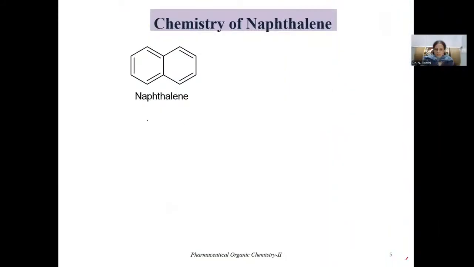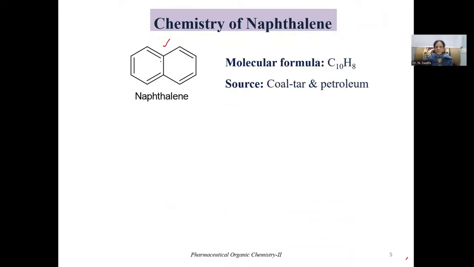This is the structure of naphthalene. So naphthalene consists of two benzene rings fused linearly. Okay, so this is called linear fusion or ortho fusion. That means side by side both the aromatic ring systems are fused. So two benzene rings are fused with each other.